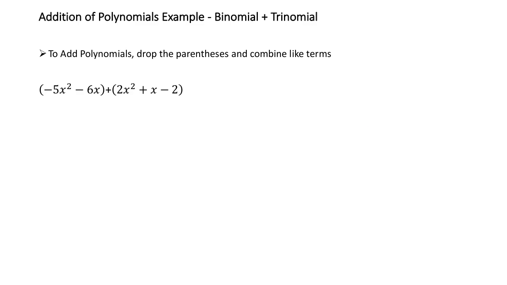Okay, in this problem, we are going to be adding two polynomials together. In this case, the two polynomials we're adding will be a binomial and a trinomial. So this is a binomial because you have two terms. So the first is going to be a binomial. Our second is a trinomial, 1, 2, 3 terms.